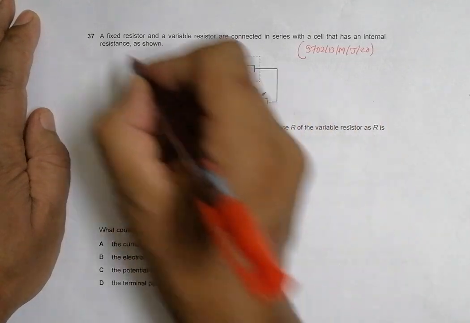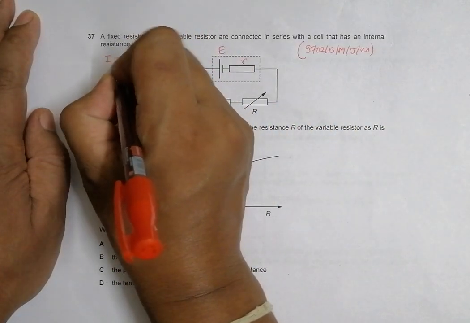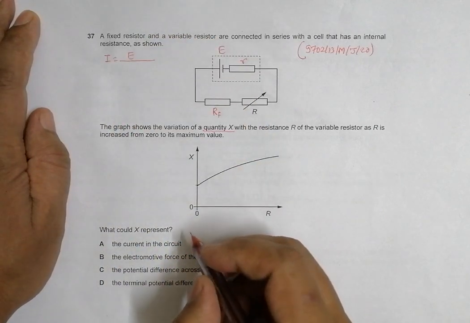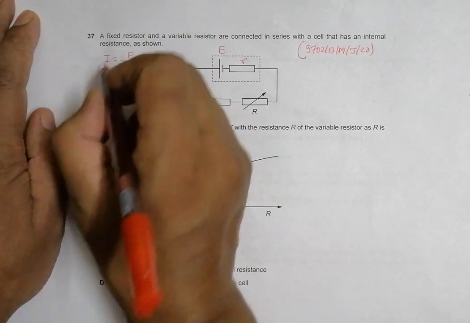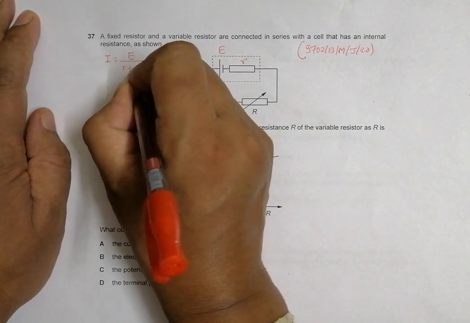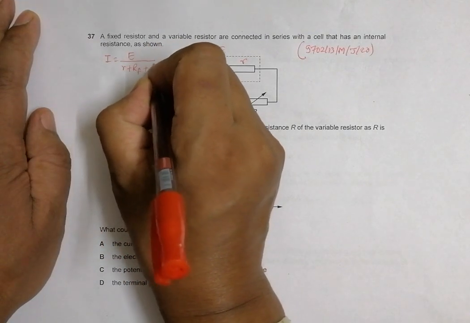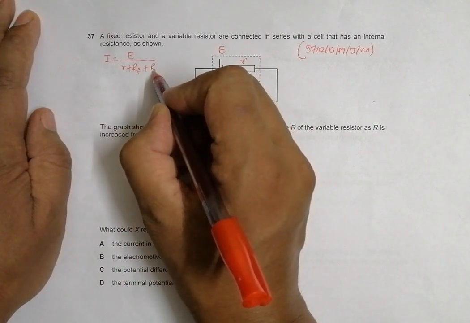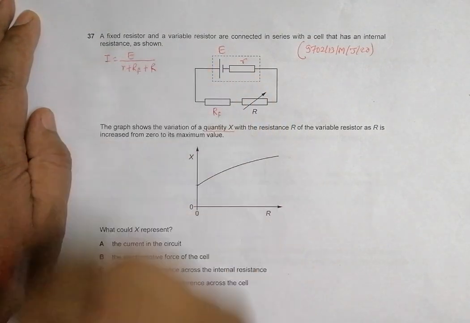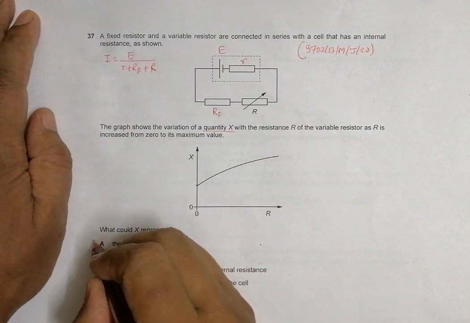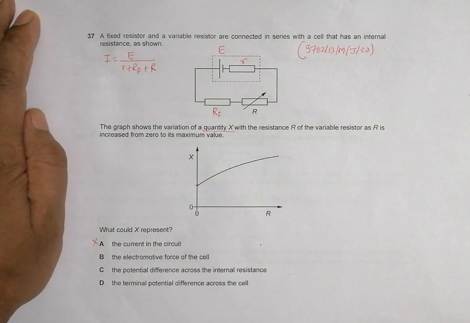Let us say the current in the circuit is given by the total EMF in the circuit divided by the total resistance. The total resistance is, let's go for the fixed one first, R plus R fixed plus this R. So that means when R increases, I should decrease. So this is the wrong choice.